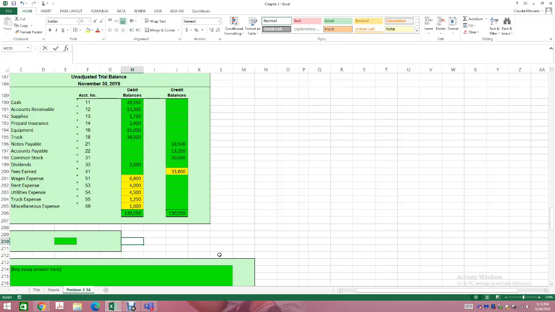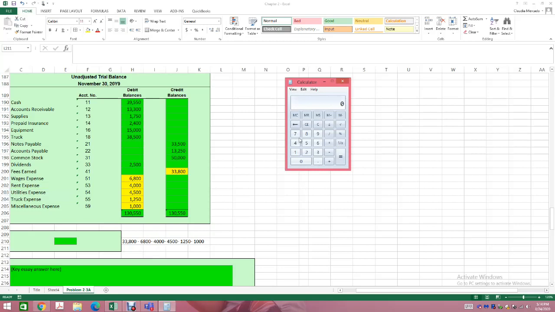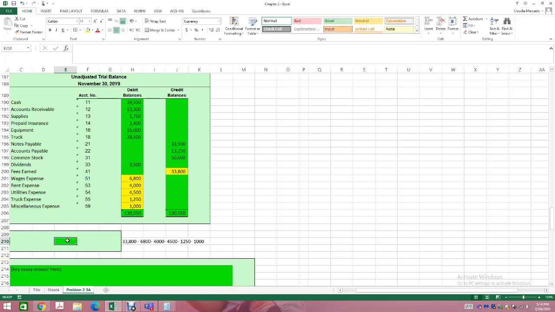So what I'm going to do is I'm going to get my revenue, which is $33,800. I'm going to subtract the $6,800 for my wages. I'm going to subtract $4,000 for my rent, $4,500 for my utilities, $1,250 for my truck expense, and $1,000 for my miscellaneous expense. Okay. Now I'm going to get a calculator and I'm going to do that. I just put it out here so you know what I'm doing. So I'm just getting my revenues minus my expenses. Okay. So it'll be 33,800 minus 6,800 minus 4,000 minus 4,500 minus 1,250 minus 1,000. That's going to give me 16,250. Okay.